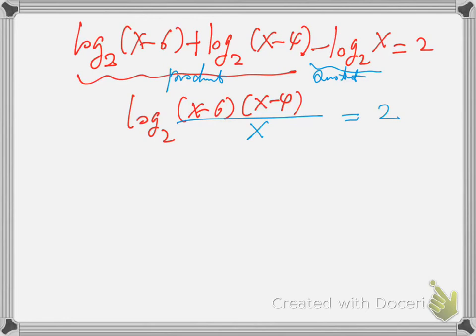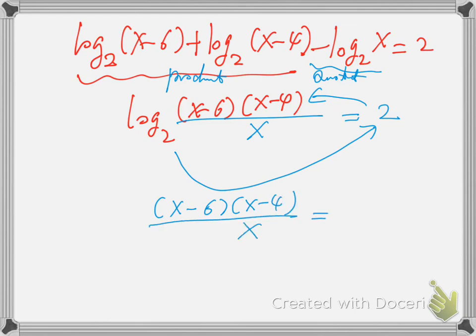So what's our idea? We just use the definition of log. x minus 6 times x minus 4 over x is 2 to the second power. So we read this way: 2 squared is this complicated expression. And then you solve it. Solve this one, you get 2 solutions. So I skip the solving part.